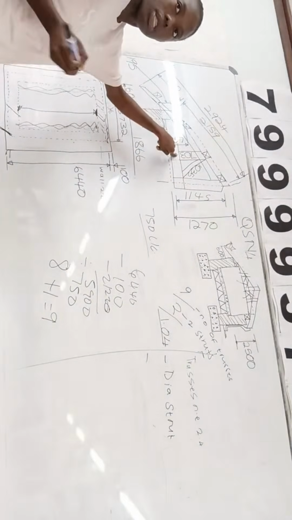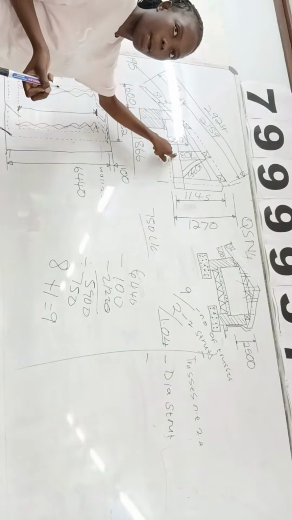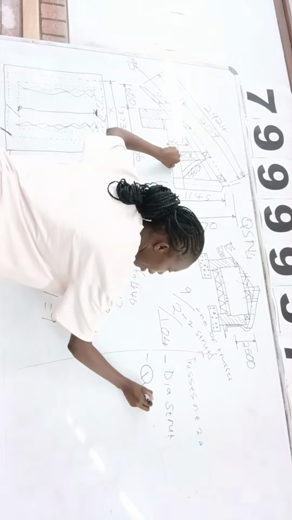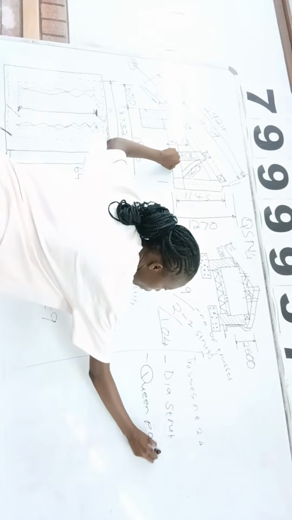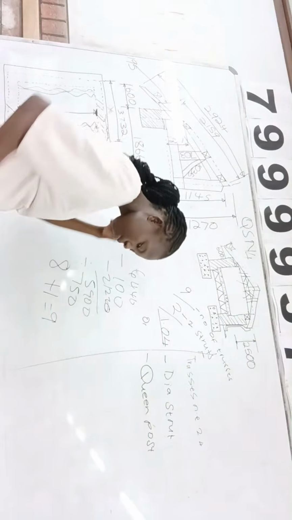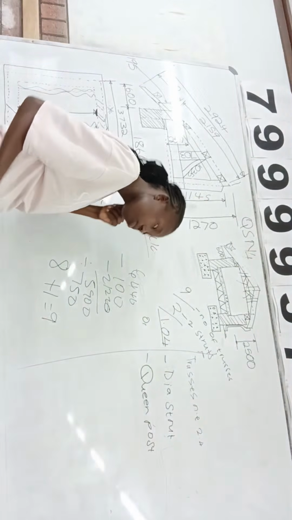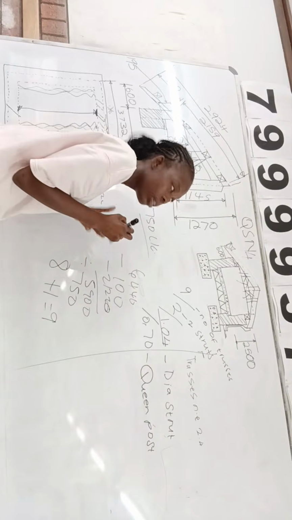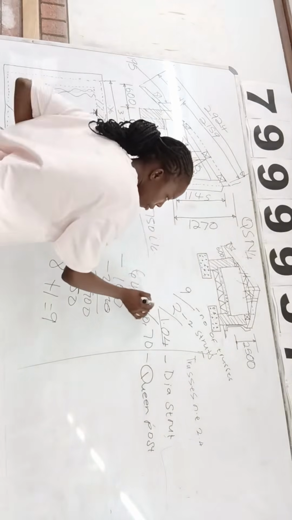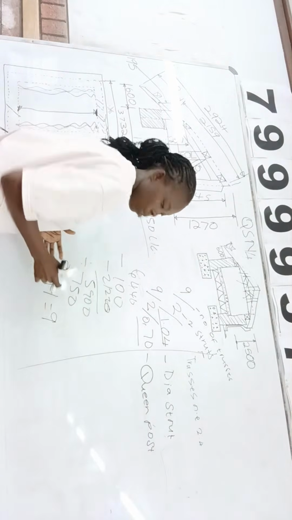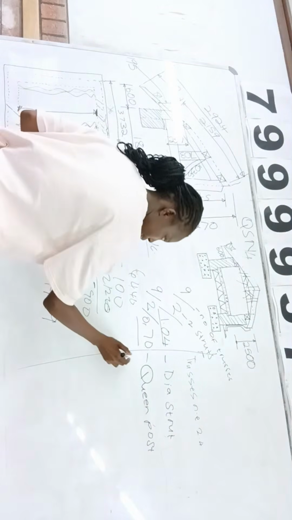Our queen post, is it exceeding 2,400? No. So it means it falls under not exceeding 2,4, right? So this is a queen post. Our queen post is 703, so it's 0,70. How many queen posts do you have? 1, 2. You have 2, then you multiply by the number of trusses. So you underline. Do you understand? Yeah. We go to the next one.